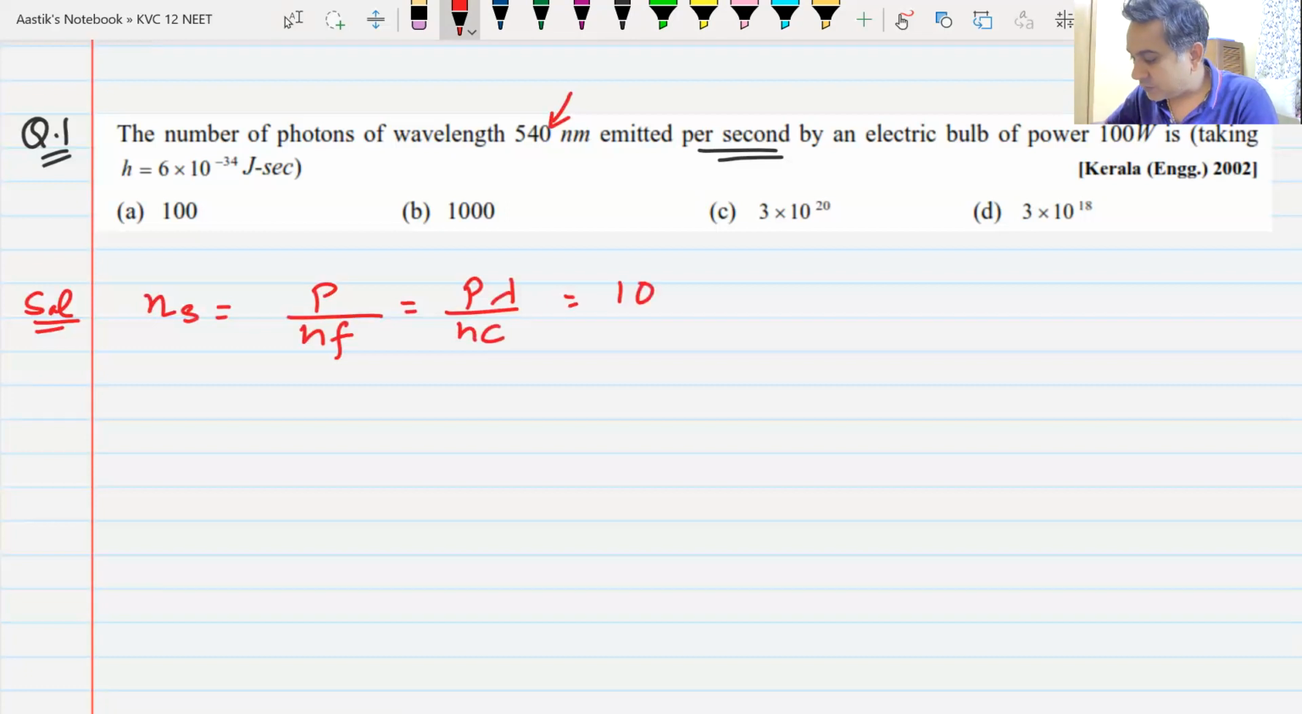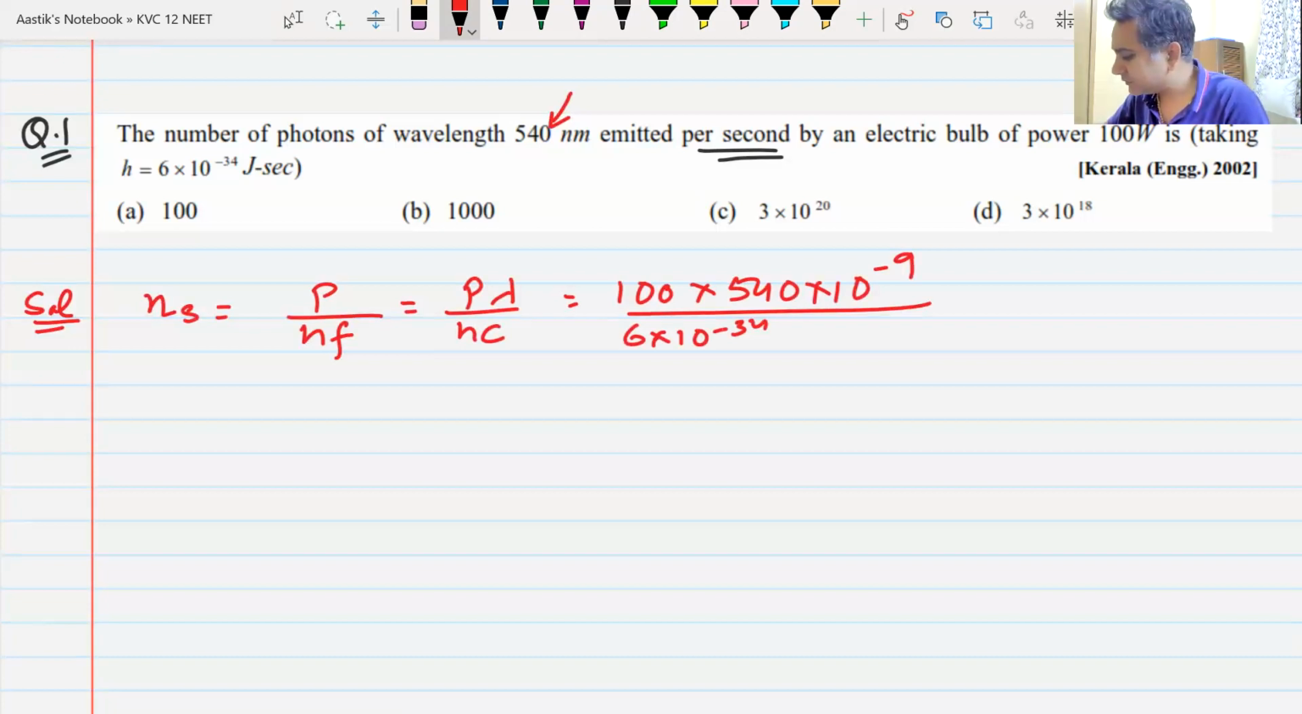Power is given as 100 watt, multiplied by 540 nanometer, which means 10 raised to the power of -9, divided by h, which is given as 6 into 10 raised to the power -34. Do not worry about this, okay. The zeros are there, so worry about this. Multiplied by c, 3 into 10 raised to the power 8. So this will go 90 times and this will go 30 times. So basically your answer should have 3. You only have to find out the correct power. How do you find out the correct power? I hope you know this, yes or no?